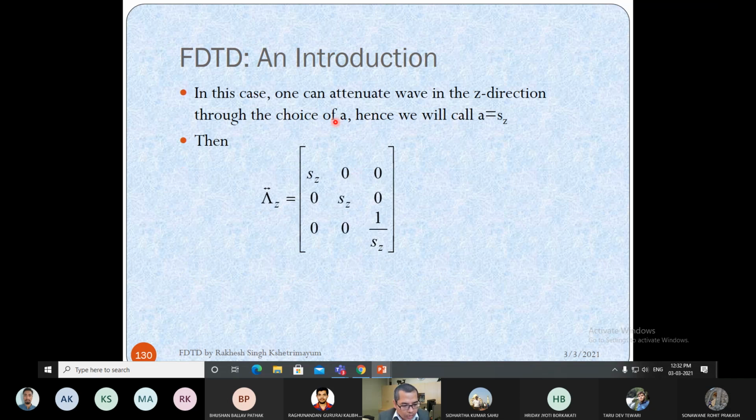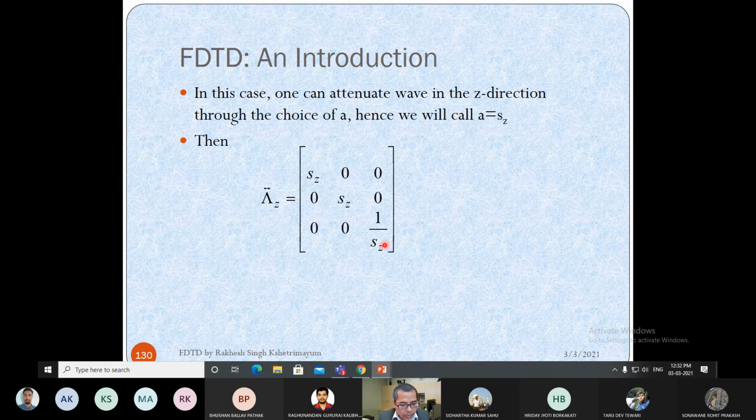So the condition was A equal to B equal to 1 by C. If I take A equal to Sz, then Sz, Sz, 1 by Sz will satisfy A equal to B equal to 1 by C. In this case, the wave was attenuating in the z direction, because our interface was at z equal to 0. The wave was attenuating at z equal to 0 when I have an anisotropic medium with Sz, Sz, 1 by Sz. So we attenuate the wave along the z direction.